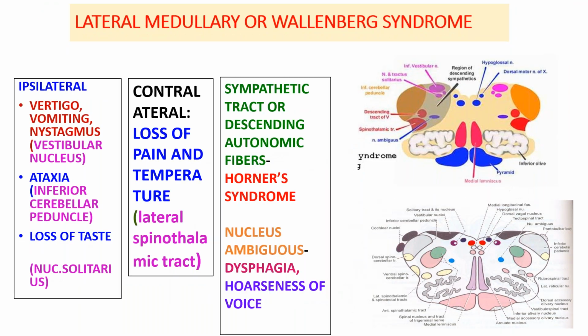So starting with the vestibular nuclei first. This was the vestibular nuclei. The vestibular nuclei are involved in equilibrium. So what will happen? Vertigo, vomiting, nystagmus. These are the features of injury to the vestibular nuclei. Inferior cerebellar peduncle, the next was the inferior cerebellar peduncle. If the inferior cerebellar peduncle goes, ataxia will happen, right? The proprioception will be lost, so ataxia will happen.